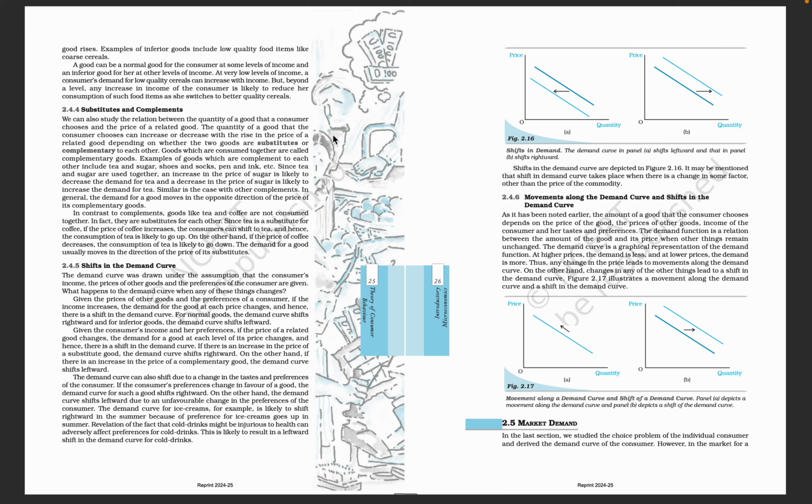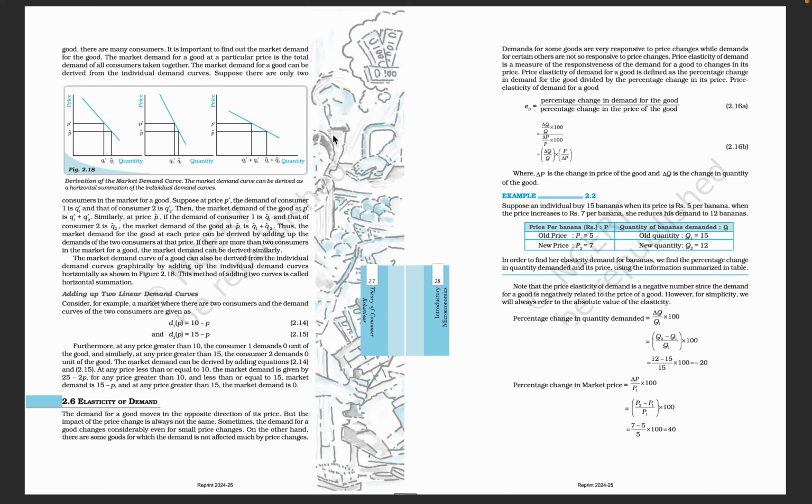Market demand. In the last section, we studied the choice problem of the individual consumer and derived the demand curve of the consumer. However, in the market for a good, there are many consumers. It is important to find out the market demand for the good. The market demand for a good at a particular price is the total demand of all consumers taken together. The market demand for a good can be derived from the individual demand curves.